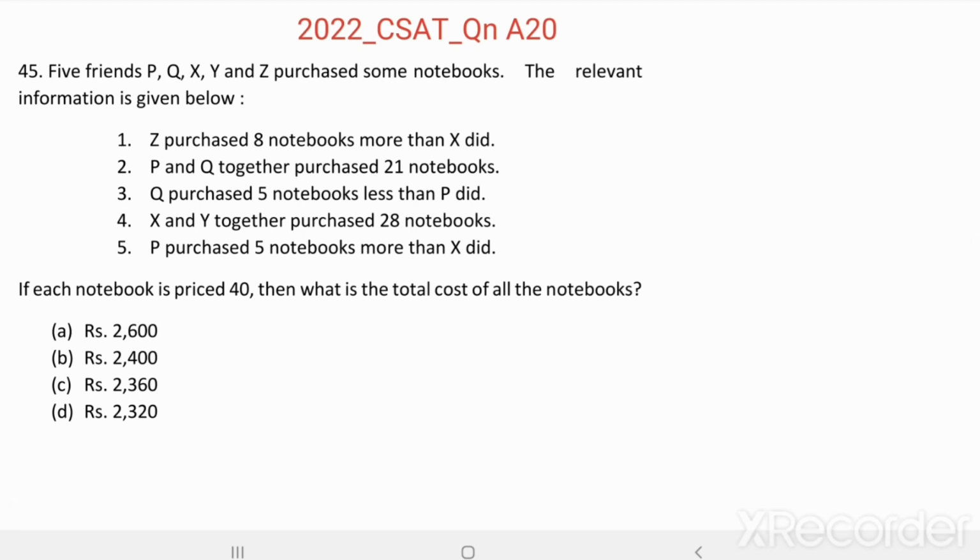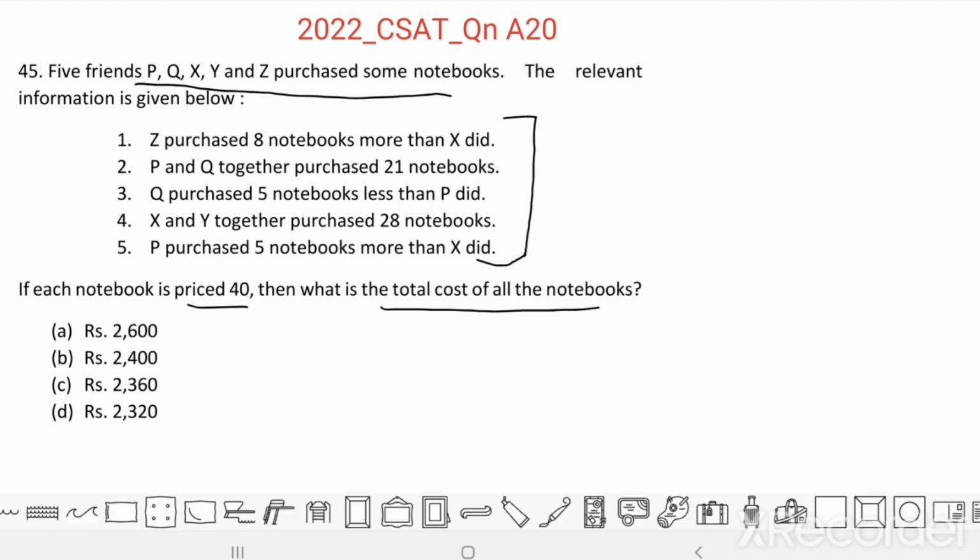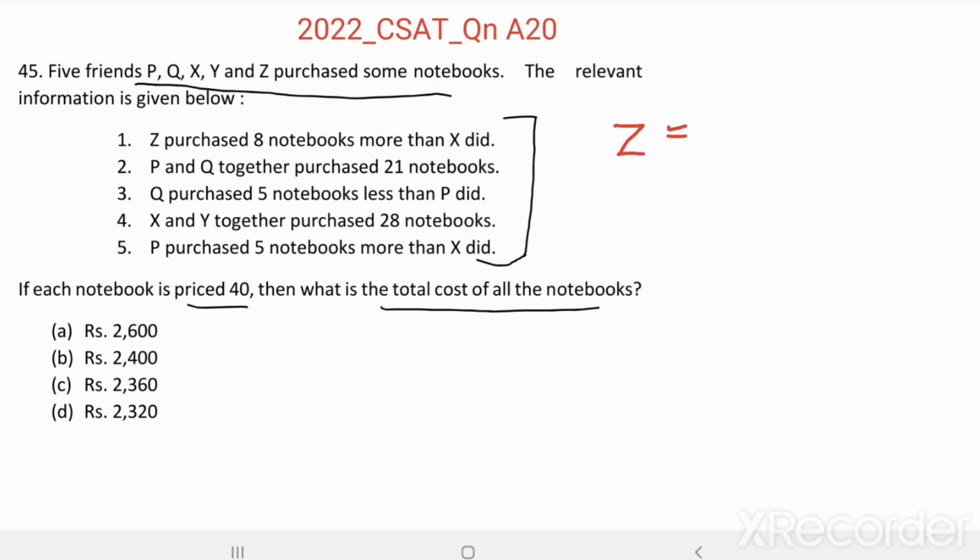So here 5 friends purchased notebooks. Each notebook costs 40 rupees. Then we want to find the total cost of all the notebooks. For this some information is given here. From the first statement, Z purchased 8 more notebooks than X did. So this is equation 1.